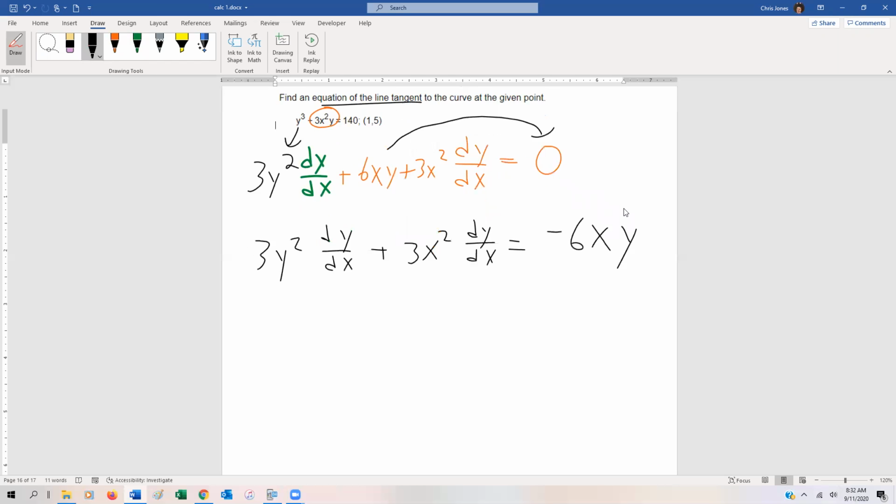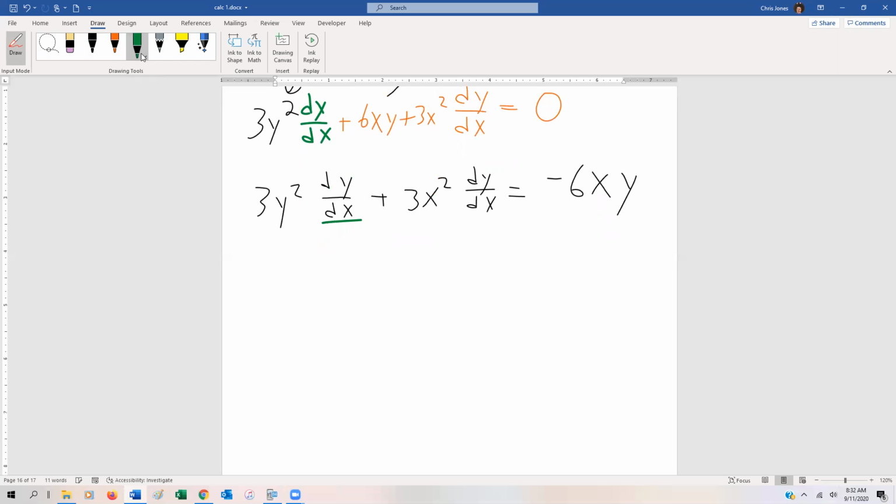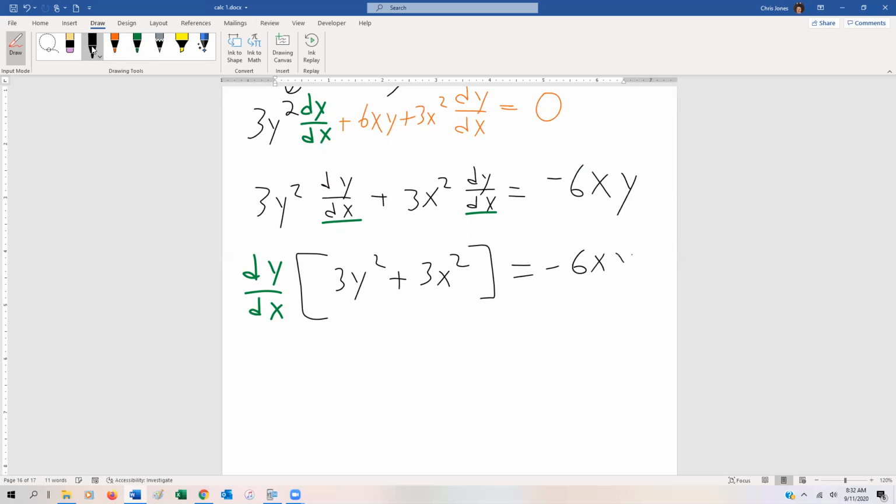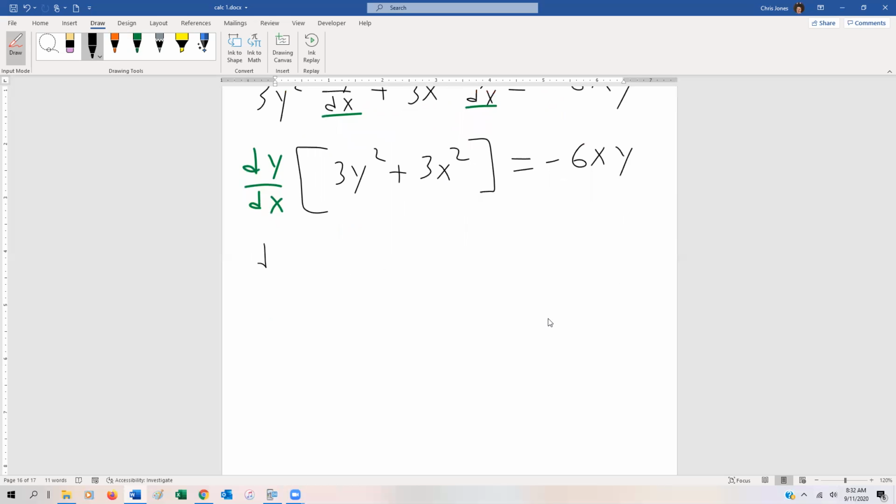We have to solve for dy/dx. So notice there's a common factor of dy/dx, so we're going to factor that out. If we factor out dy/dx, we're going to be left with 3y squared plus 3x squared equals negative 6xy. And there are two ways to write the solution, at least for the slope. We could say that dy/dx is going to be equal to the opposite of 6xy over 3y squared plus 3x squared.